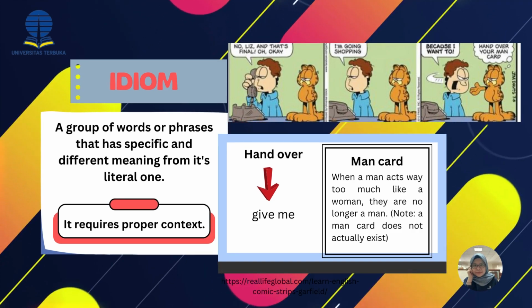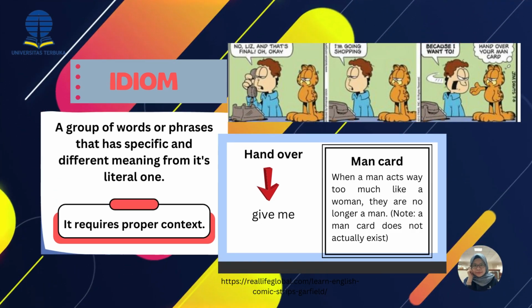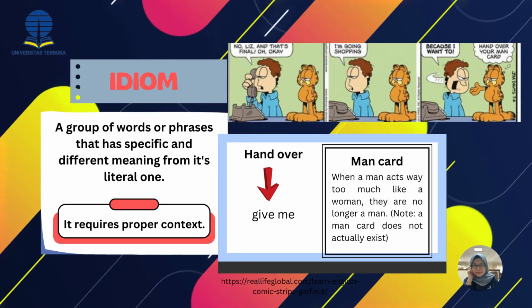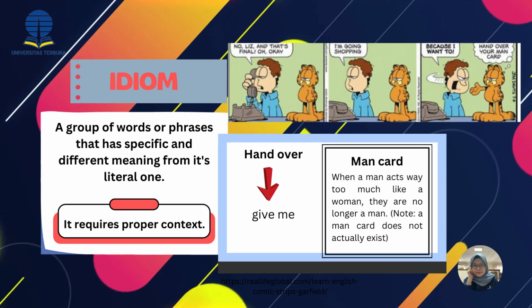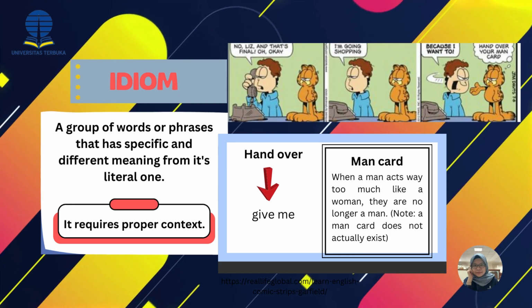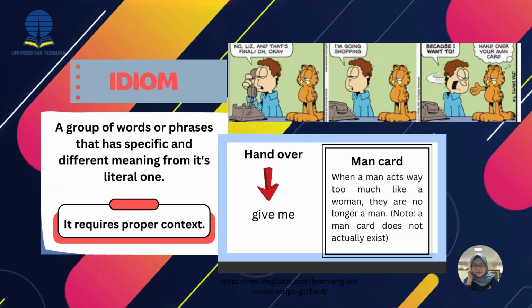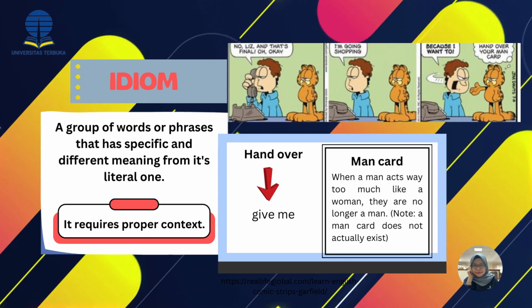Idiom. This is a stable phrase or a words group that has a specific and rather different meaning from its constituents' literal sense meaning. This figurative language meaning is always very particular and usually words cannot be changed without ruining intended message. It should be used in proper context as well.